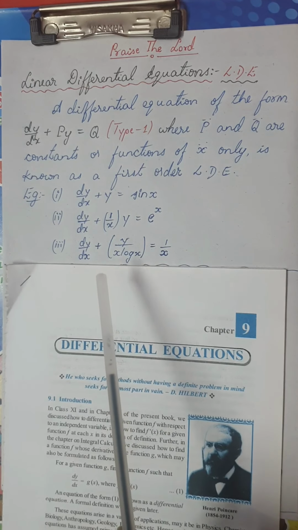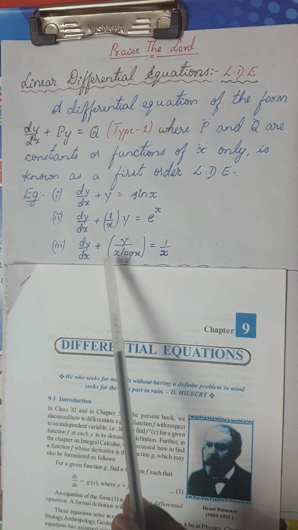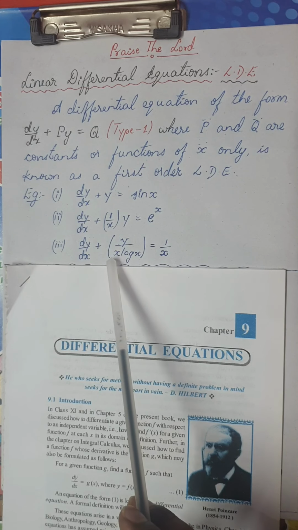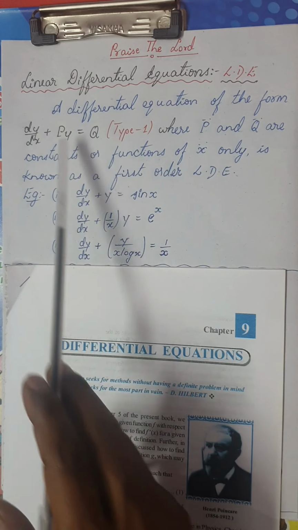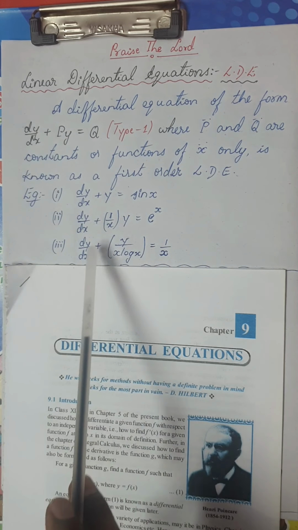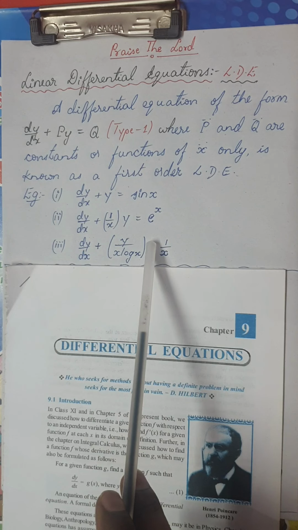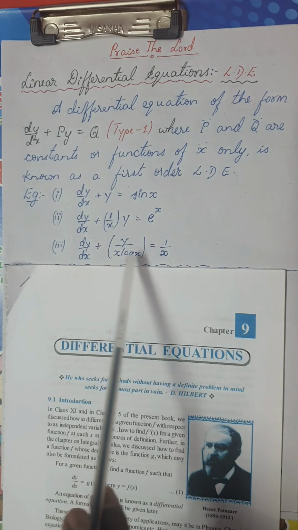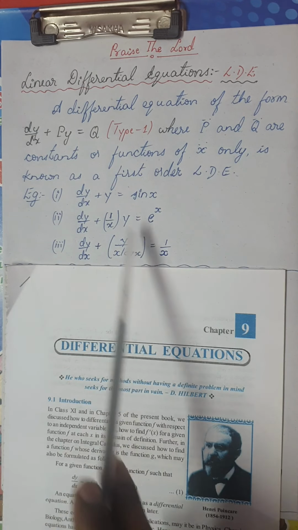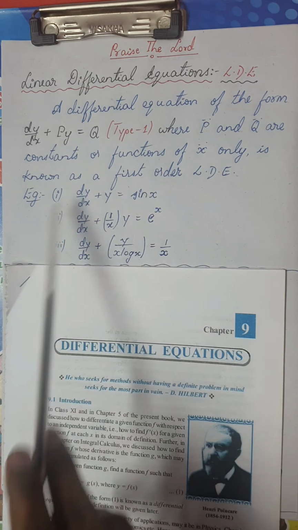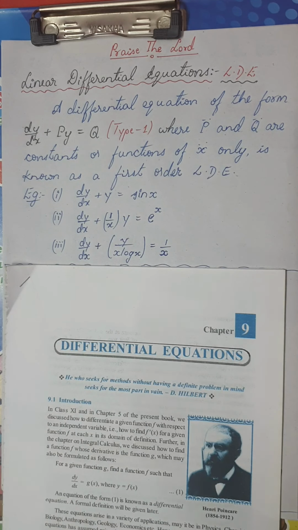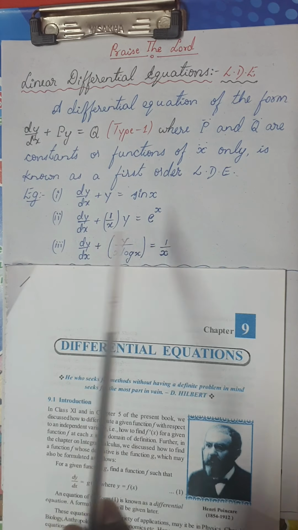Going to the third example, you have dy by dx plus y divided by x into log x is equal to 1 by x. If you compare this to the general form, dy by dx plus py, you will get p is nothing but 1 by x log x, and q value is 1 by x. Don't worry much about finding out p and q, because in this session we are going to see how to solve the linear differential equations in detail.